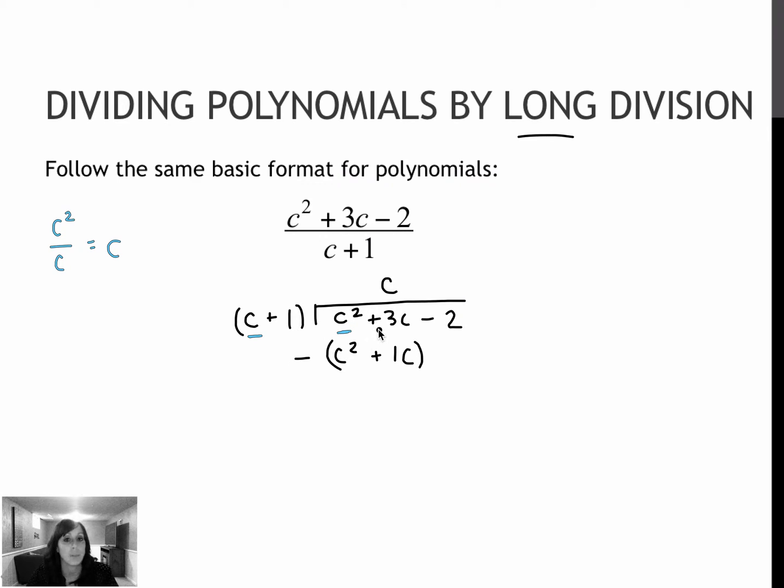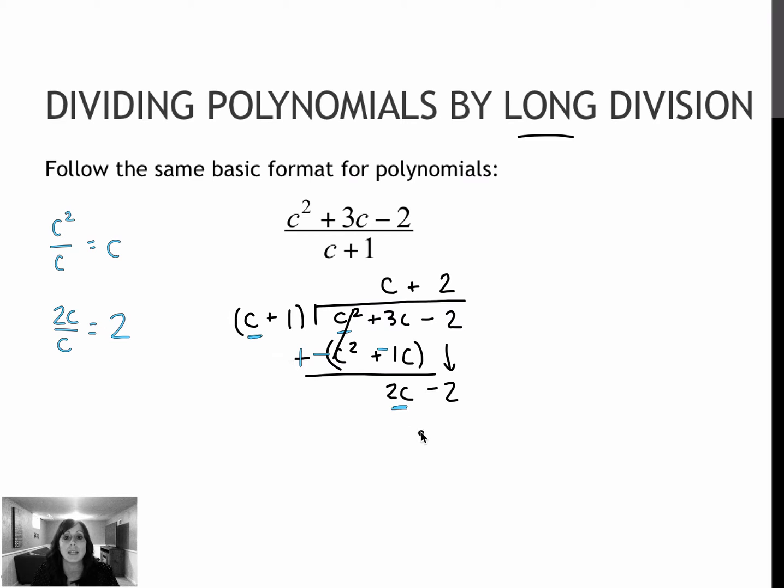This is the part you really need to pay attention to. When I subtract, I then have to keep, flip, change, or ching everything. So then when I subtract, c squared and minus c squared cancel, which is why I did that, and then 3c and minus 1c gives me 2c, and then I would bring down the minus 2. Again, my focus is entirely on the first term and the first term. So on my next one, I would ask c times what gives me 2c, or 2c divided by c gives me what, which is 2. So the 2, which is positive, would go on the top.